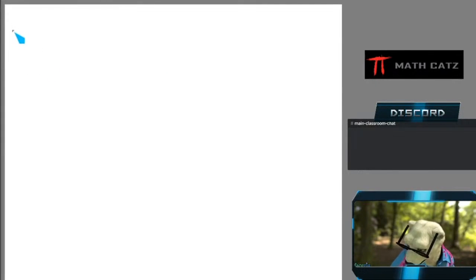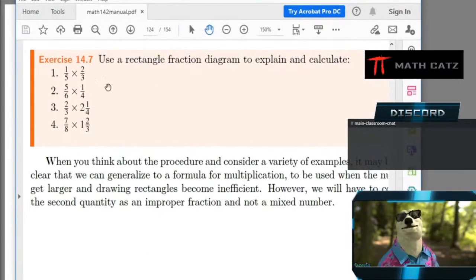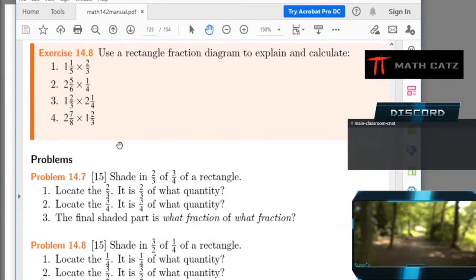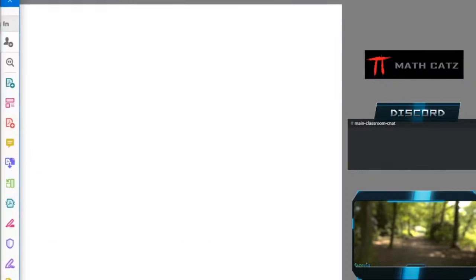So we have some exercises. Where are they? 14.8.